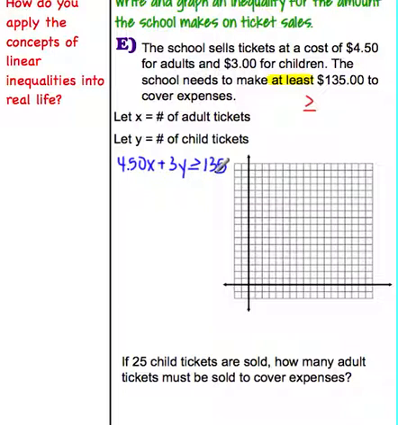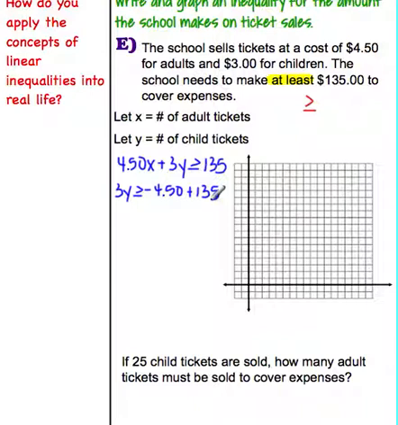Now, because we have it in standard form, we want to get it into slope-intercept form, which will make it easier to graph. So I'm going to start by subtracting $4.50 X from each side, giving me 3Y is greater than or equal to negative $4.50 X plus 135.